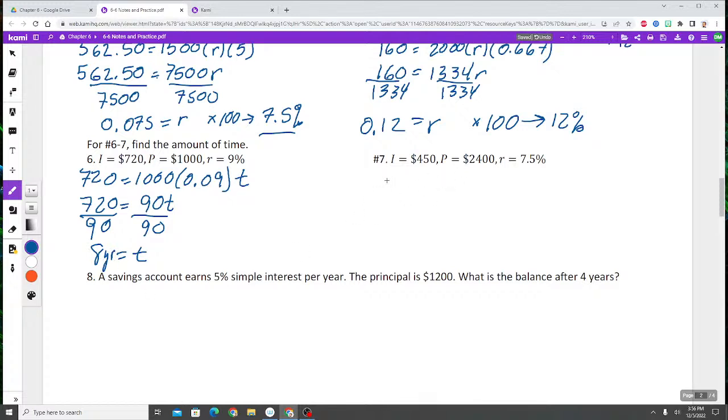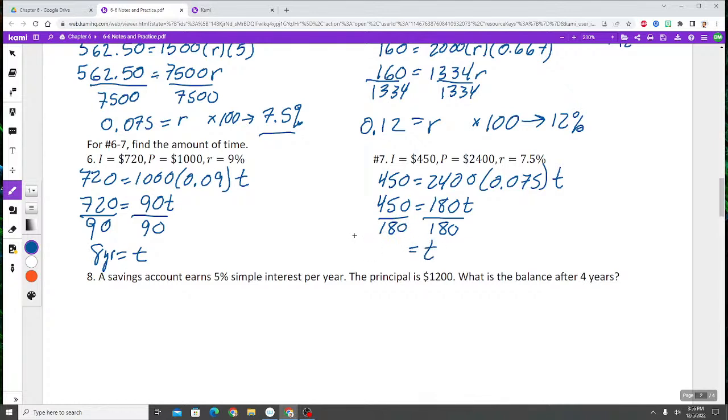Number 7, we've got 450 for the interest, 2,400 for the principal, 0.075 for the interest rate. We've got time. We multiply together. We've got 180 for t. We divide both sides by 180. And so time is 2.5 years.